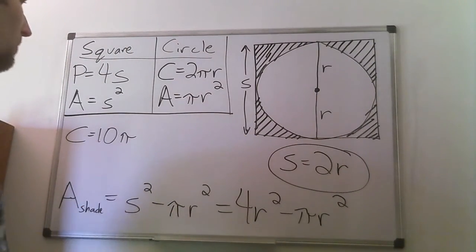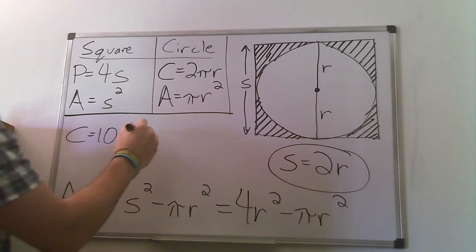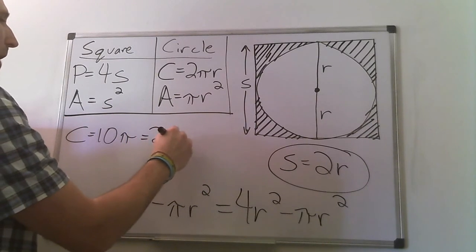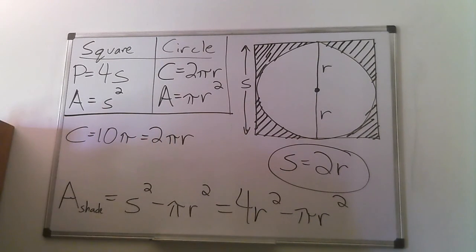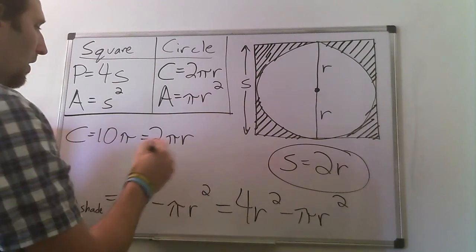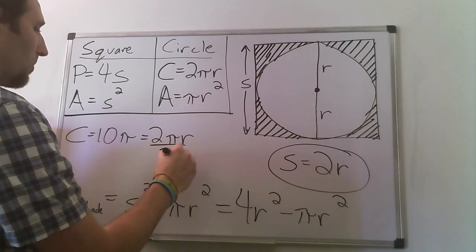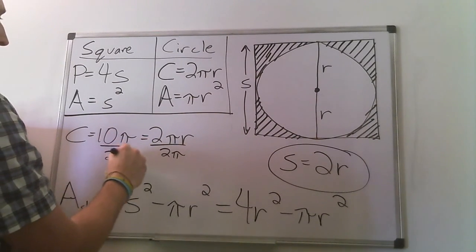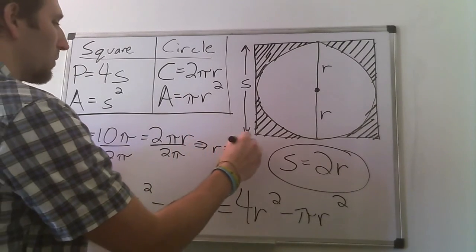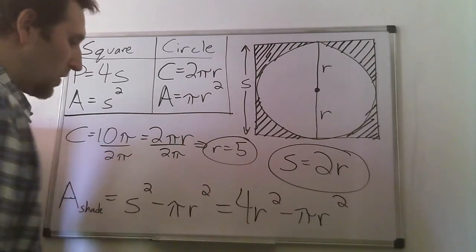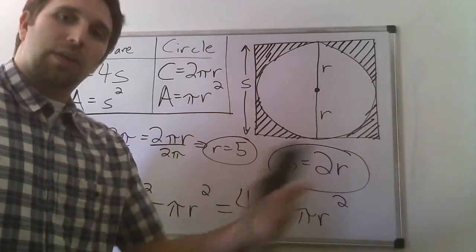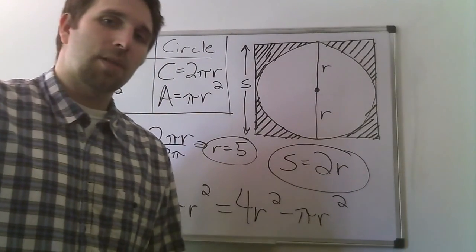Now the only thing is we need to know what the radius is. If the circumference is equal to 2 pi r, then we can see, even without solving it, that the radius is going to be 5. But if you wanted to be explicit, you could divide each side by 2 pi, and that'll lead to r equals 5. And you plug r equals 5 into this, and that would give you the area of the shaded region.